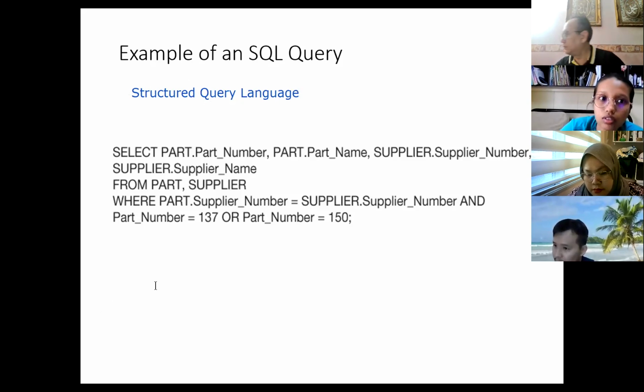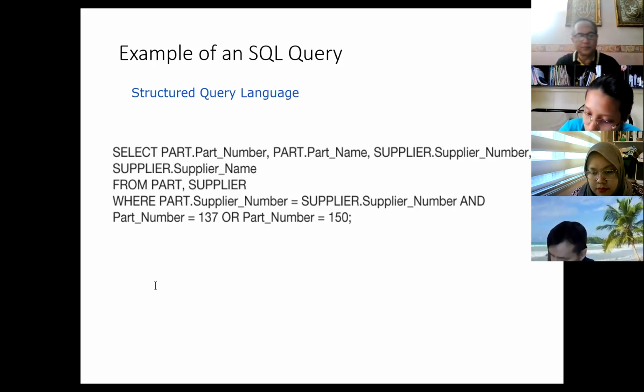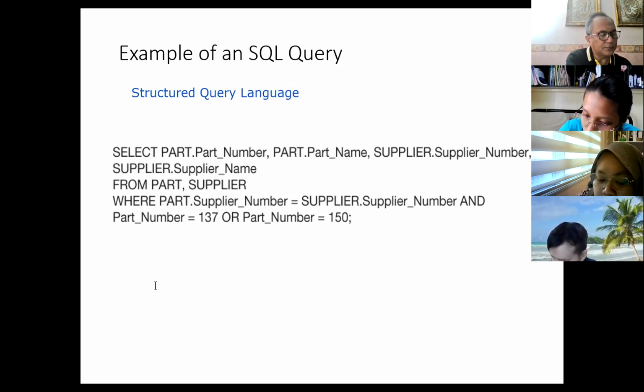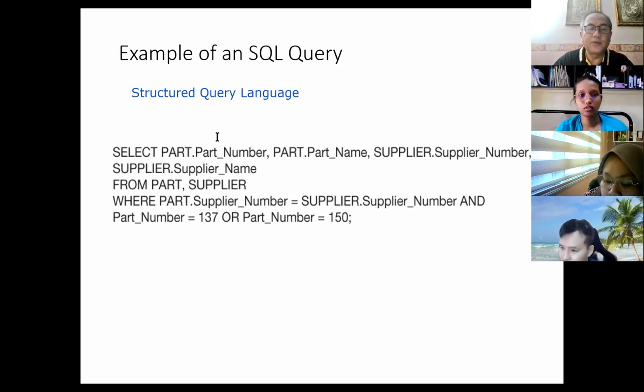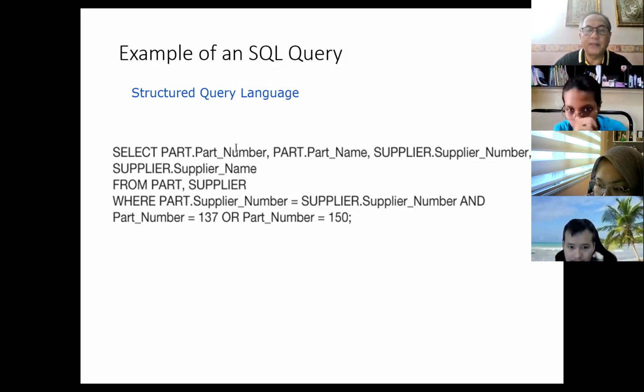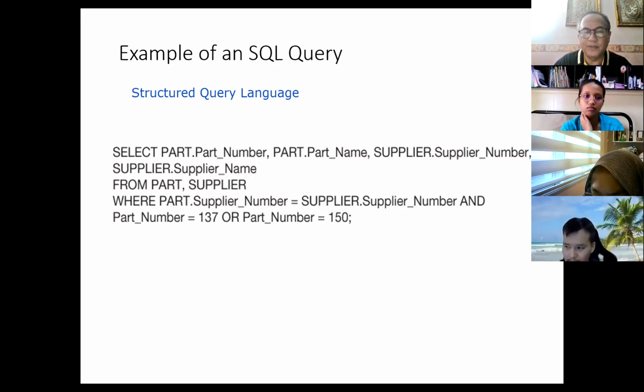Structured Query Language. So using structured query language, you can select part number. Part is the table, part number is the field. Part is the table, part name is the field. Supplier table, supplier number is the field. Supplier table, supplier name is the field.